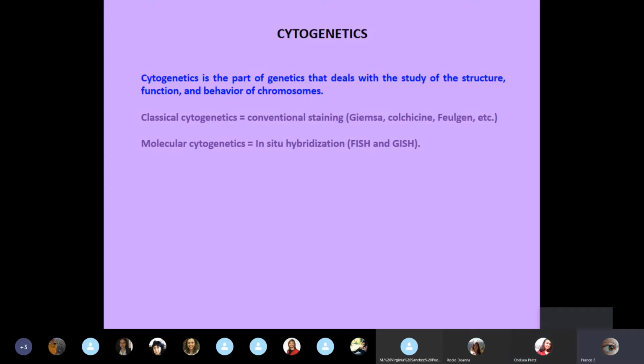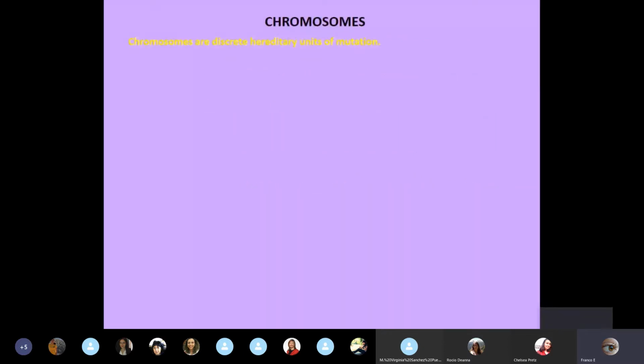So we have classical cytogenetics when we use conventional staining, and also molecular cytogenetics when we use molecular tools such as in situ hybridization. So cytogenetics provides a valuable and irreplaceable source of information to address taxonomic, evolutionary, and applied problems. Combined with morphology, biogeography, and molecular markers, cytogenetic traits can help identify instances of hybridization and chromosome rearrangement involved in speciation. So our subjects are chromosomes.